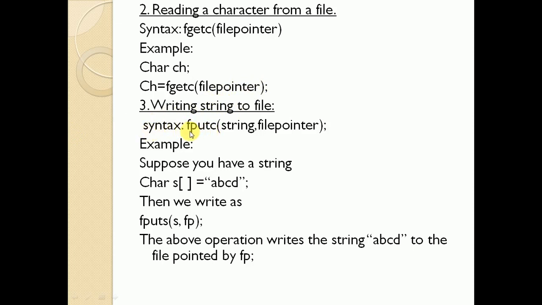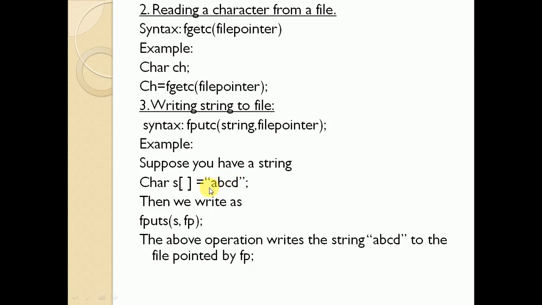fputc is the name of the function which writes the character. Okay, so this one writes the string, not a character. So it is fputs, instead of c. Then the string is the first parameter and the file pointer is the second parameter. You can see here the example. Suppose you have a string; here we have taken a character array s, and here you are storing the string in double quotes. Always you have to store the string in double quotes.